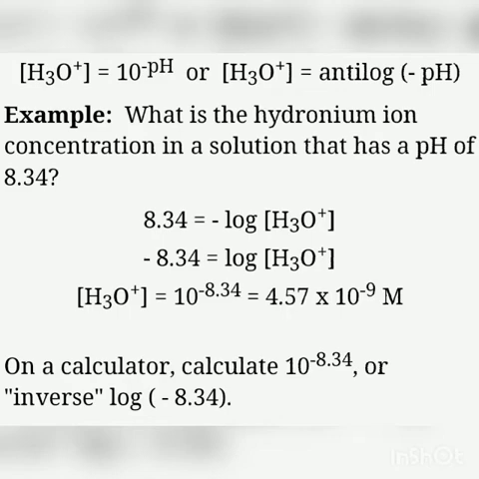It'll be equal to 10 to the, from the log that we got, meaning negative 8.34, equals 4.57 times 10 to the minus 9 M, where M is for the molarity of the element. On a calculator, calculate 10 to the negative 8.34, or inverse log, which is parenthesis minus 8.34, parenthesis.